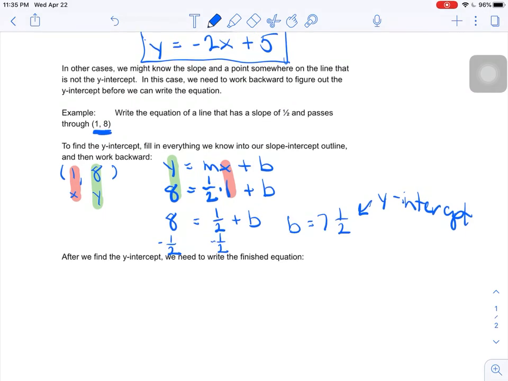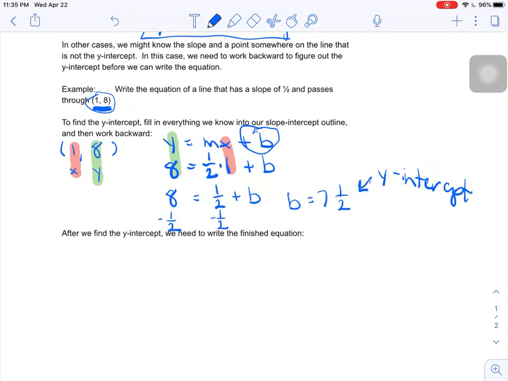So that's what I mean by fill in everything that we know. We can fill in the slope. If you're given a point that's not the y-intercept, that point is an input and output. You can fill the x into the x spot and the y into the y spot and then just work backwards, because with everything else filled in, the only thing you're going to be missing is this y-intercept, which means you can work backwards and figure out what it is. The process would look exactly like what we just walked through.